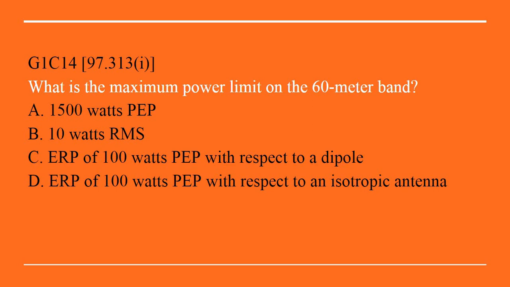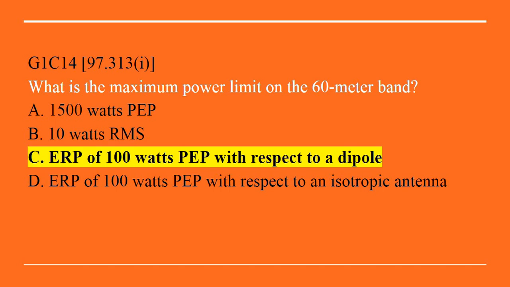G1C14. What is the maximum power limit on the 60-meter band? A. 1500 watts PEP. B. 10 watts RMS. C. ERP of 100 watts PEP with respect to a dipole. Or D. ERP of 100 watts PEP with respect to an isotropic antenna. Correct answer here is C. ERP of 100 watts peak envelope power with respect to a dipole.